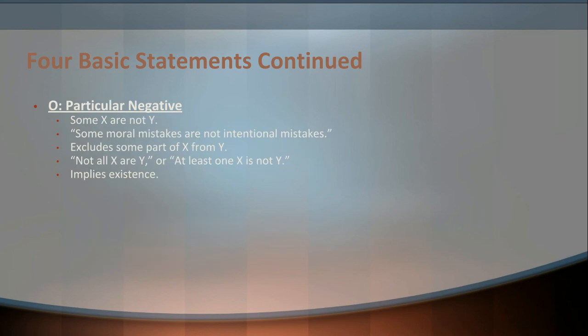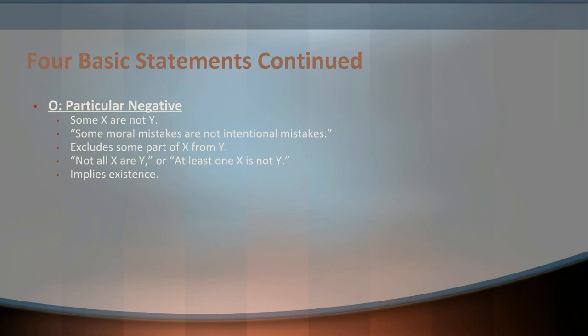Similarly, O statements, the particular negative, do something fairly similar. In this case, O statements deal with the idea that some X are not Y. Some things in category X are not in category Y. Some moral mistakes are not intentional mistakes. Some airplane pilots are people who are not good at their job. We might also say some dogs are not mammals.